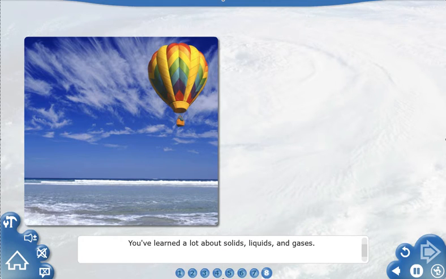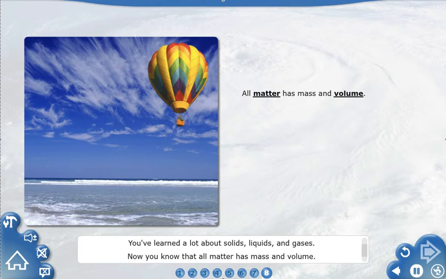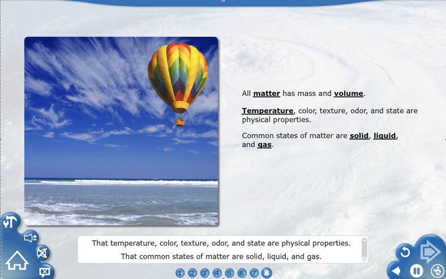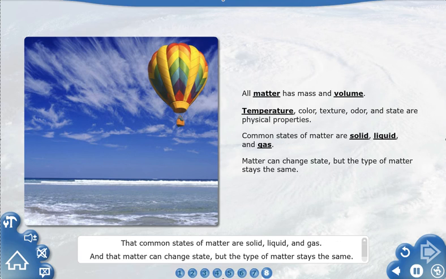You've learned a lot about solids, liquids, and gases. Now you know that all matter has mass and volume. That temperature, color, texture, odor, and state are physical properties. That common states of matter are solid, liquid, and gas. And that matter can change state, but the type of matter stays the same.